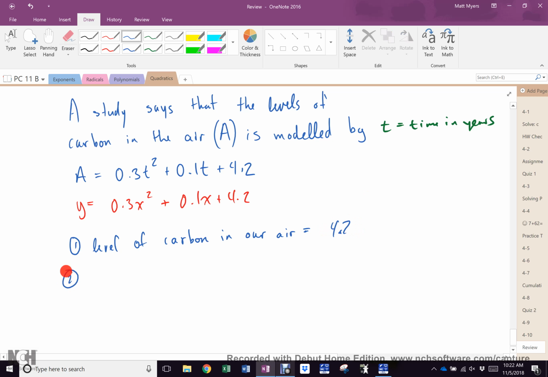Two, I want to know when will the level be 8? How do I do that? A equals 8.